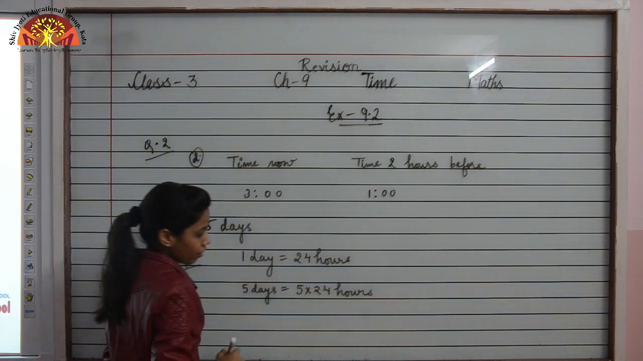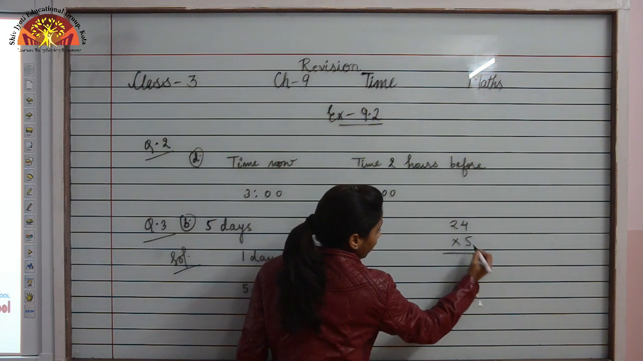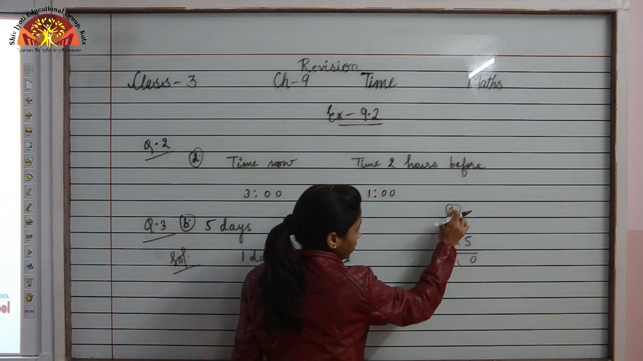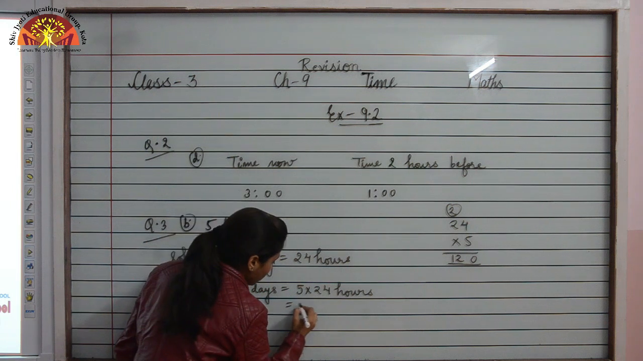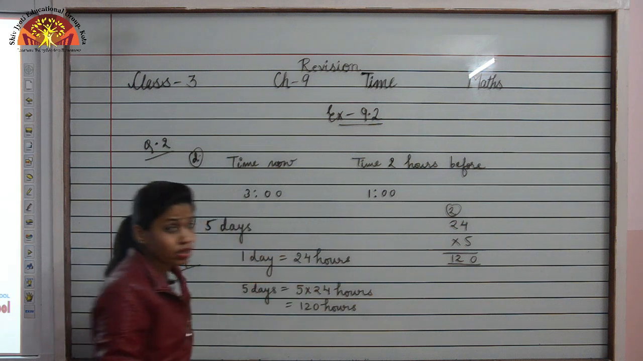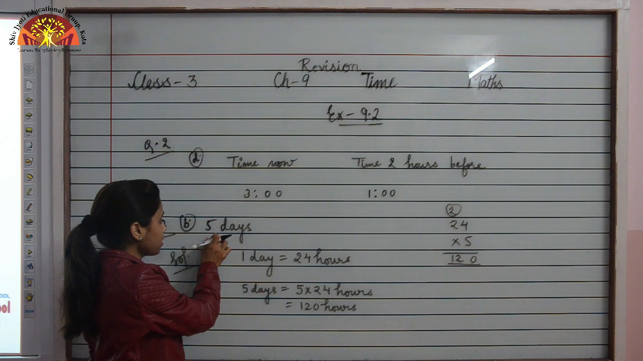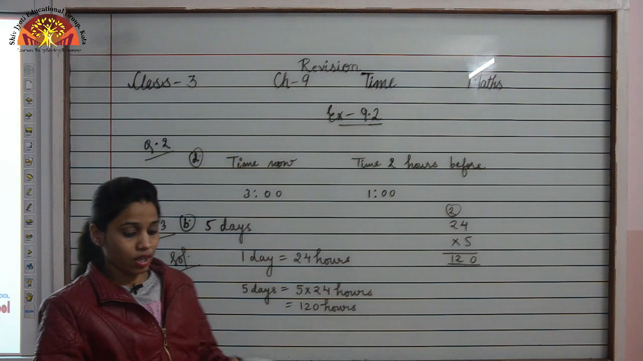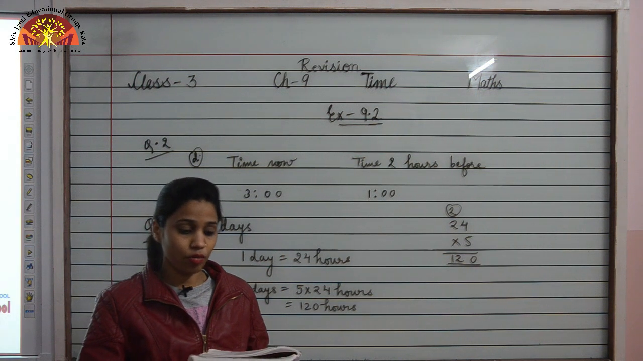So when you multiply 5 by 24, 5 4s are 20, 2 carry, 5 2s are 10, 10 plus 2 will be 12. We get 120. Hence, in 5 days, number of hours will be 120 hours. This is how you have to do this question. What you have to do, you have to only multiply this given number by 24 because 1 day is equal to 24 hours.